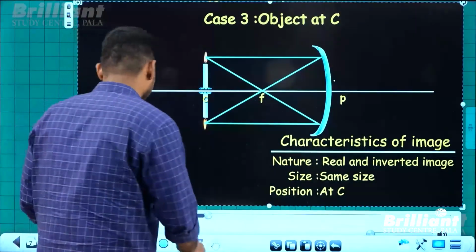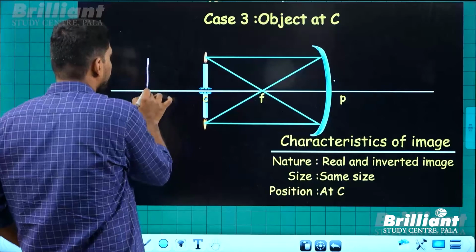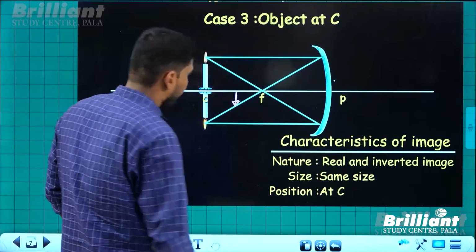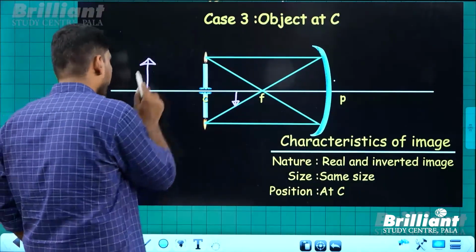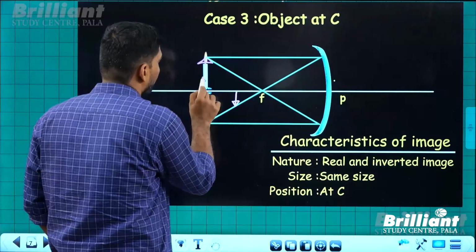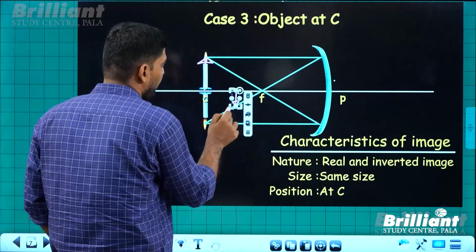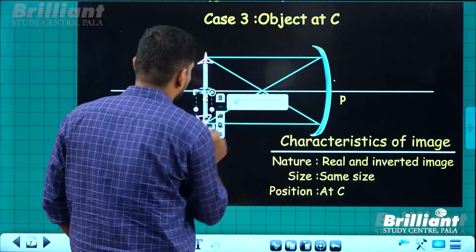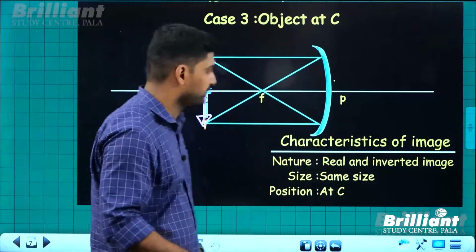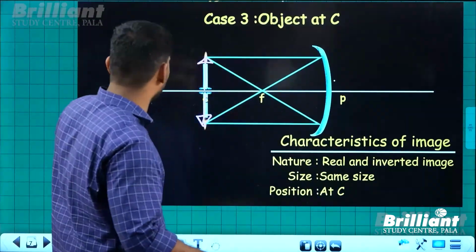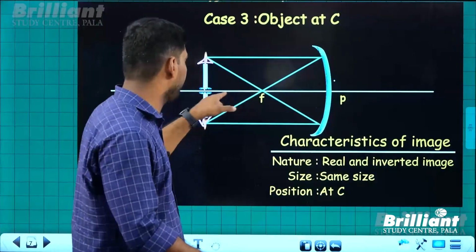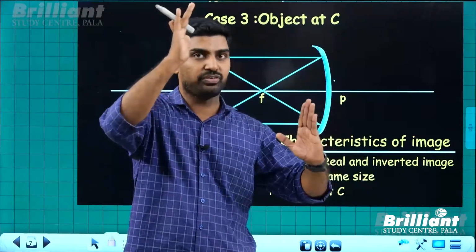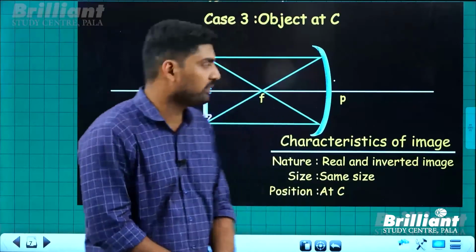Initially, when the object was beyond C, the image was between C and F, right? Now, when we moved the object to C, what happened to the image? The image also moves to C, and its size is also the same as that of the object. So when the object moved from beyond C to C, the image moved from between C and F to C. Okay, I hope that is clear.